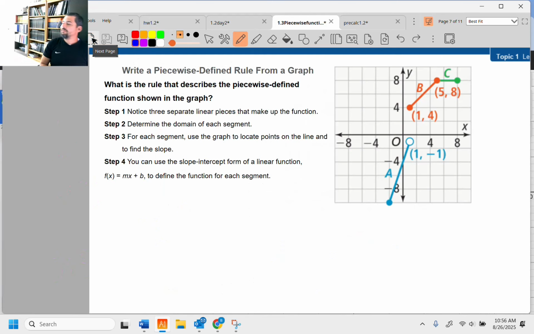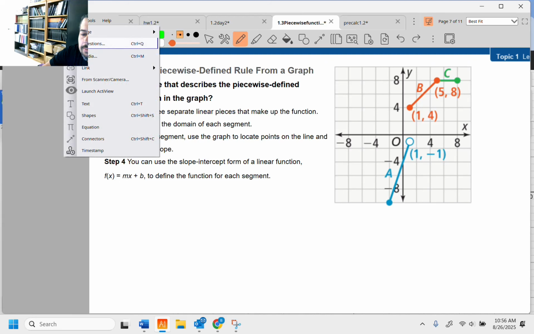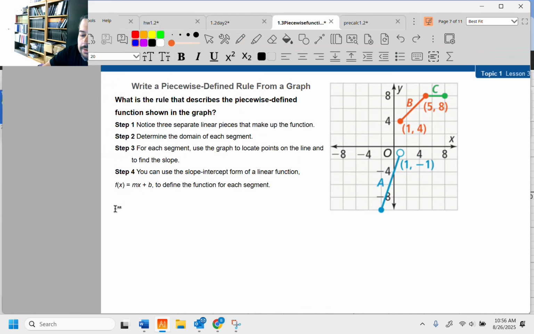Write a piecewise defined rule from a graph. So you should notice that we have 3 linear pieces that make up this graph, and they're not going to be hard for you to do. The blue piece is super duper easy. It's literally a y equals mx plus b.